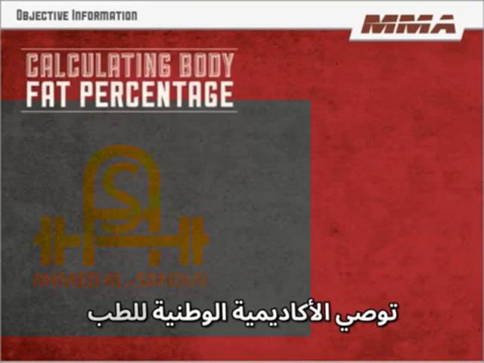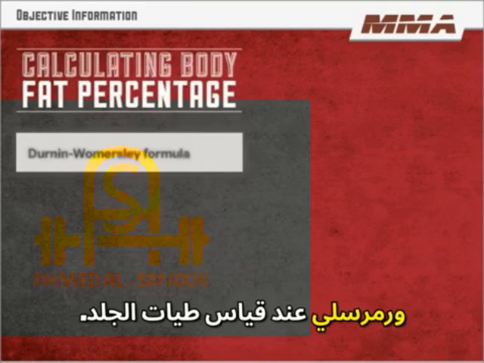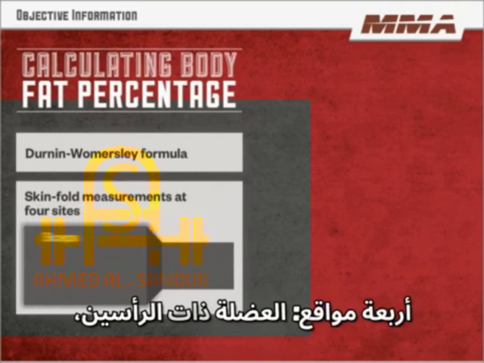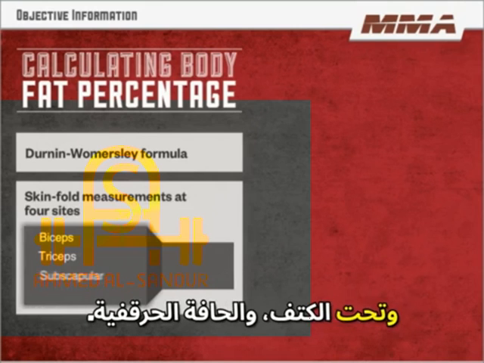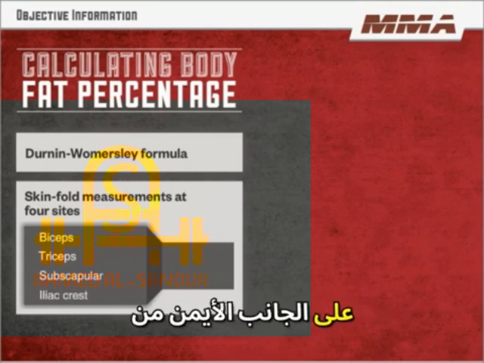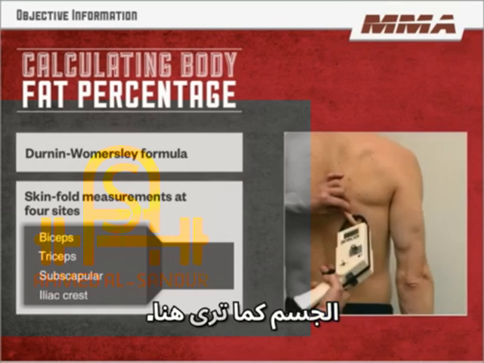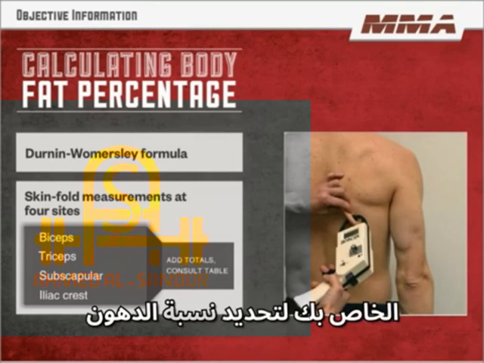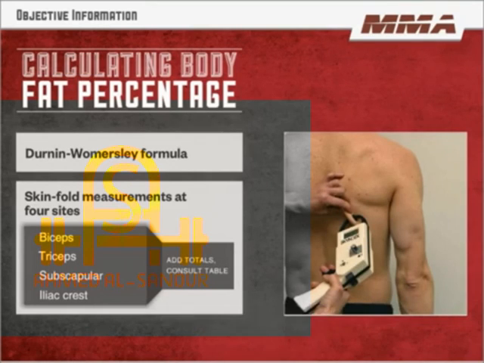The National Academy of Sports Medicine recommends using the Durnin-Womersley formula when measuring skin folds. You can take skin fold measurements at 4 sites: biceps, triceps, subscapular, and iliac crest. Always take skin fold measurements on the right side of the body, like you see here. Add the totals and consult the table in your manual to determine your client's body fat percentage.